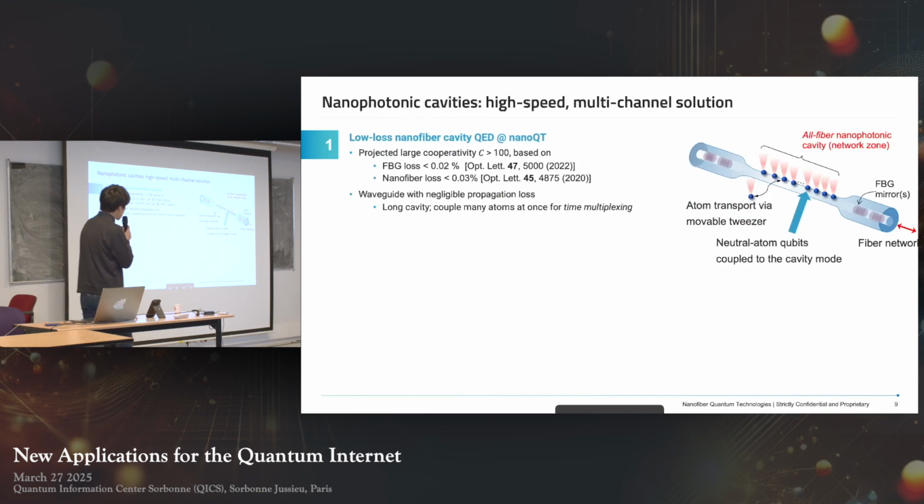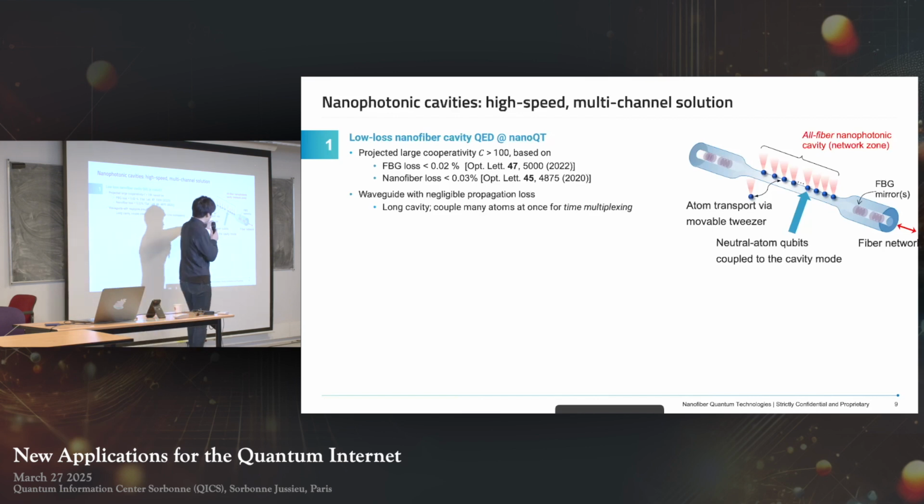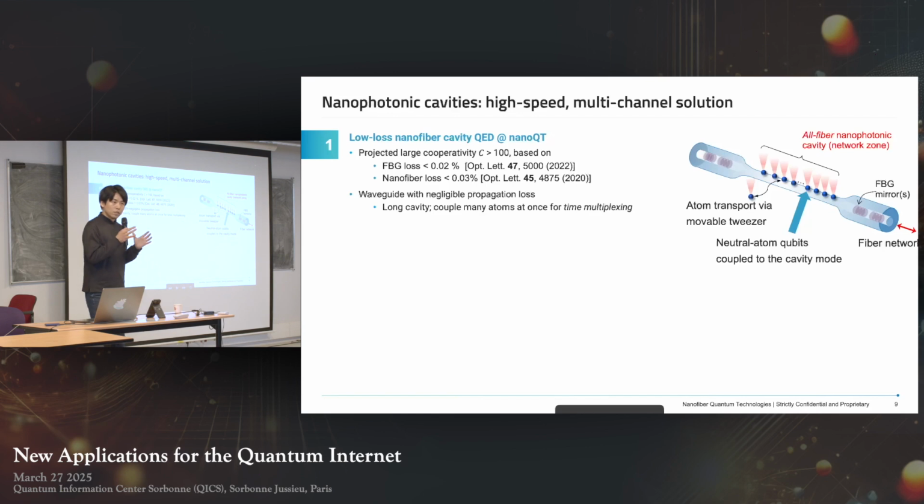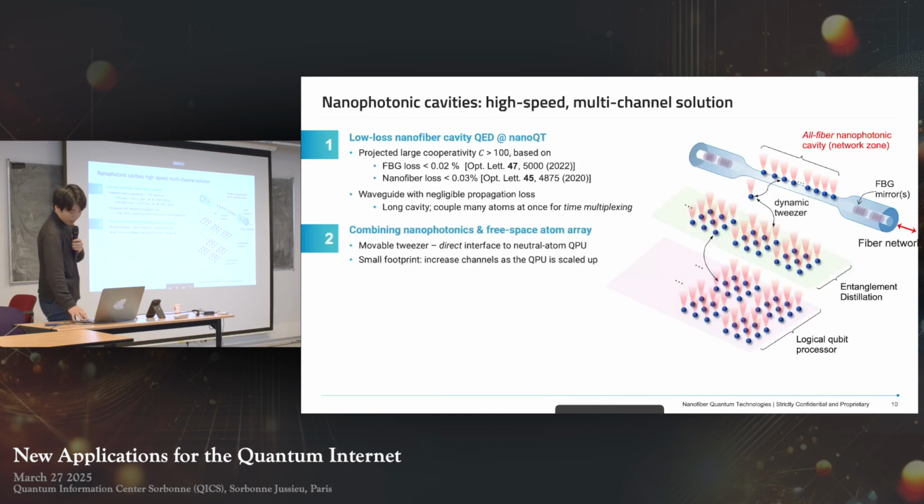So these are nanoscale devices. This diameter here is about 1 micron. So you can put many channels in your system. The system size of a neutral atom QPU is about a millimeter, so you can put many in. And each is a high quality cavity, so you can extract information or let atoms communicate with channels quite effectively. And you can directly connect with the QPU.